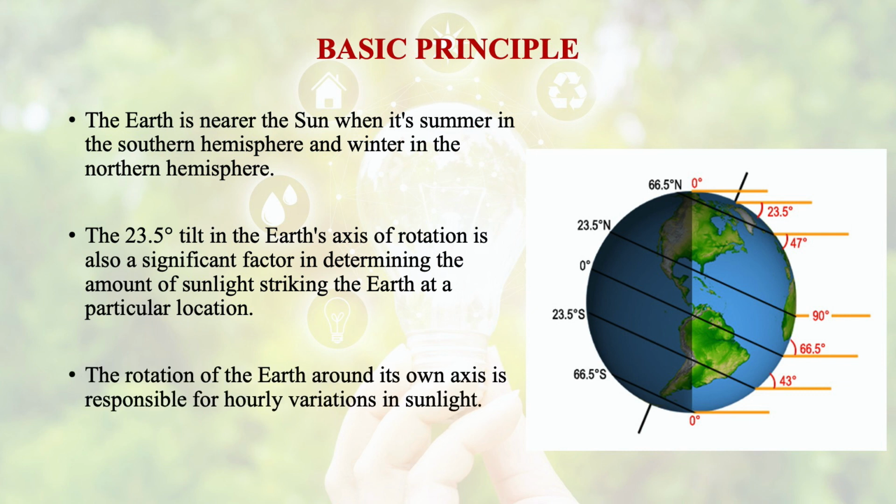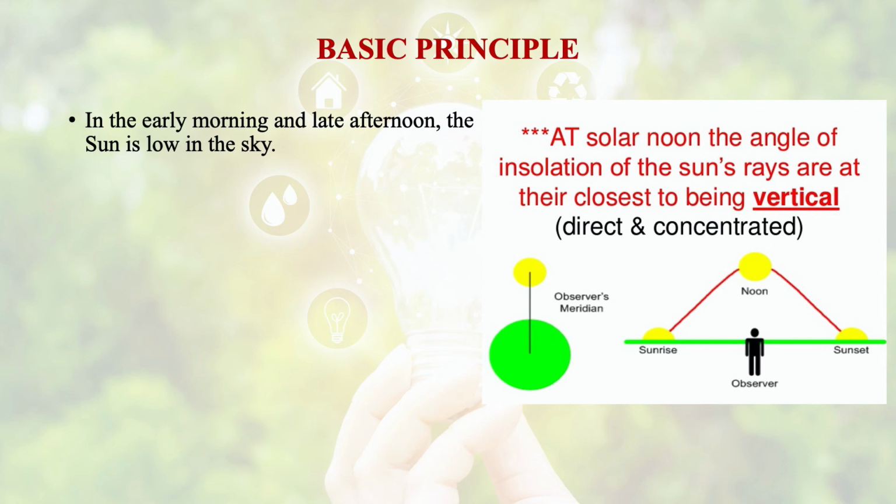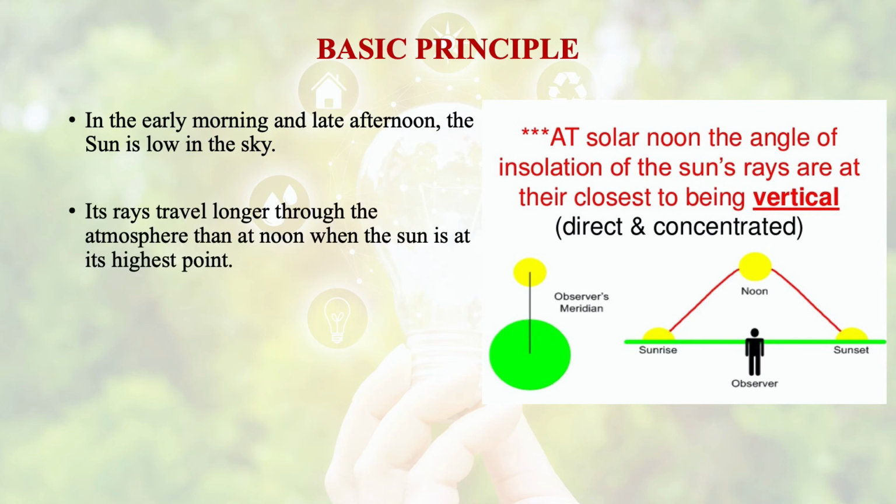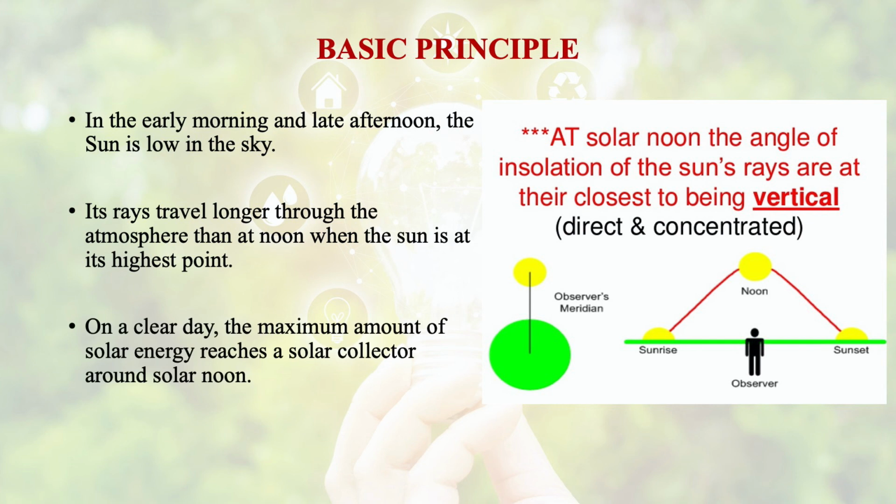The rotation of the Earth around its own axis is responsible for hourly variations in sunlight. In the early morning and late afternoon, the sun is low in the sky. Its rays travel longer through the atmosphere. And at noon, when the sun is at its highest point on a clear day, what happens? The maximum amount of solar energy reaches a solar collector around solar noon.